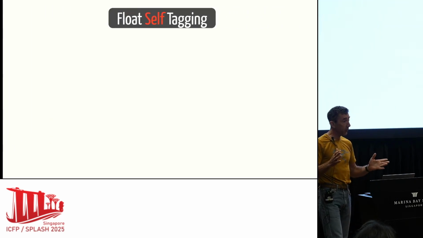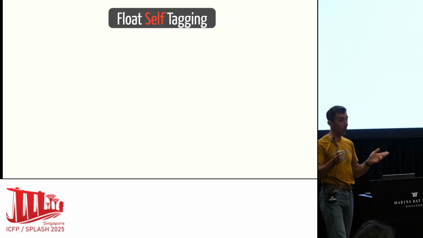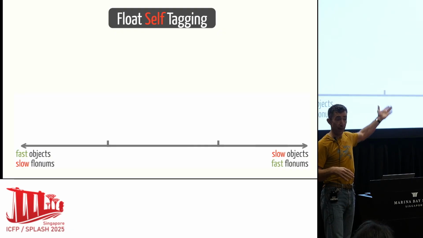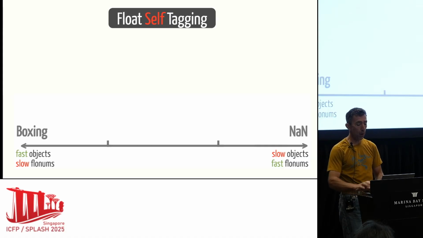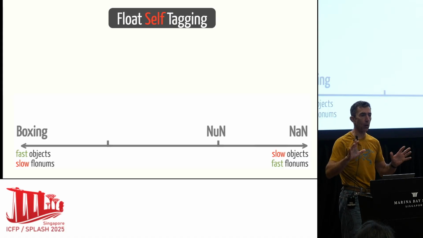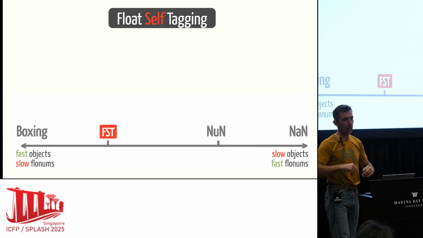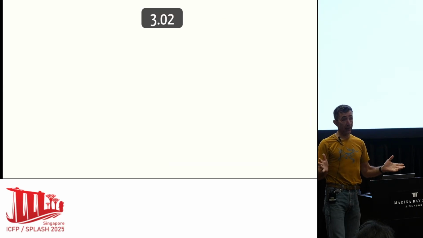What we are proposing is another possibility in this space of implementation of floats. If you consider the space where on the left-hand side you have fast objects, on the right-hand side you have fast floats, and you have NaN tagging, which is over there, what we propose is something closer to the fast implementation of objects. So how does our technique work?